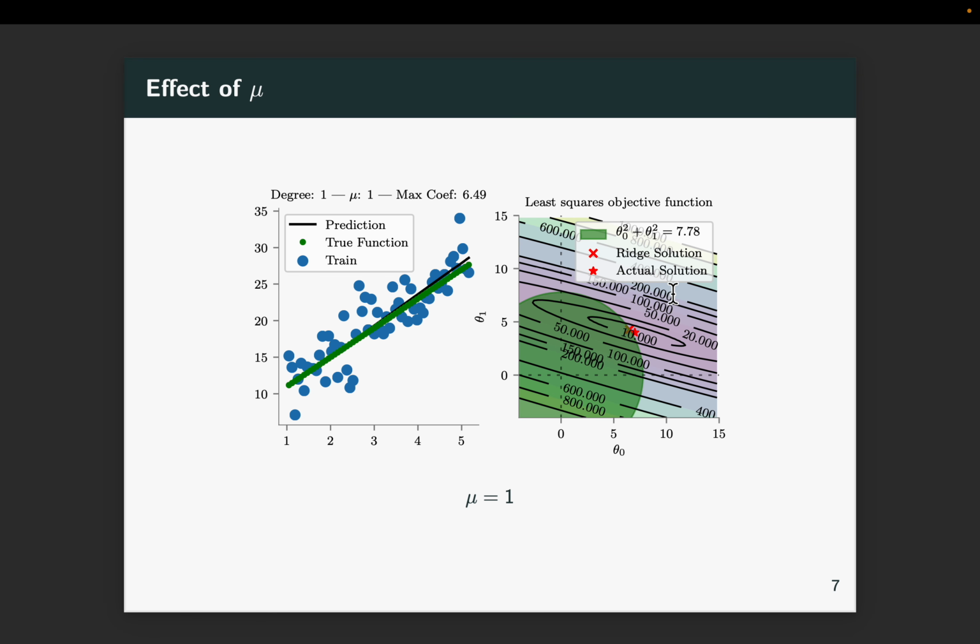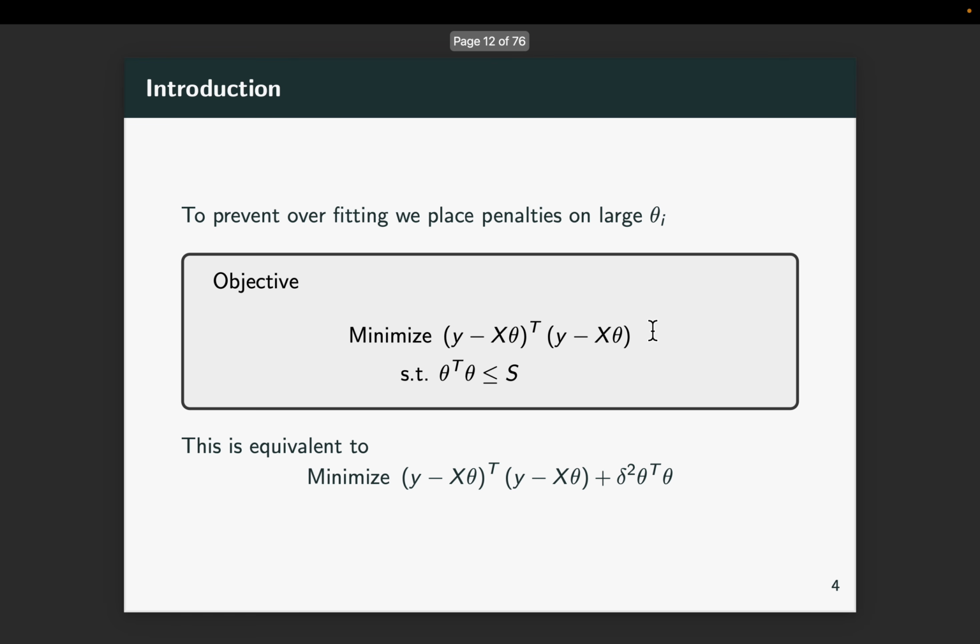My star is my actual solution, which I would call my solution for the unregularized problem, or the problem where mu was 0. And my cross is the solution which I obtain when I have kept the penalty term, when I have kept my objective to be y minus x theta transpose y minus x theta plus mu times theta transpose theta. Right? So if mu is 0, or lambda square or delta square is 0, you are only looking at the data fit term or the reconstruction. Right? But if mu is non-zero, you will have to balance between these two.